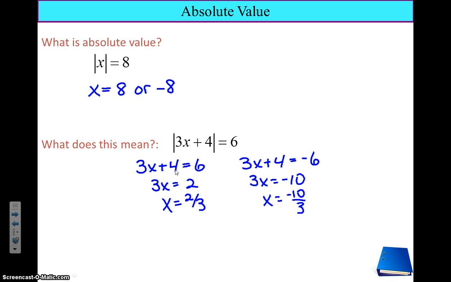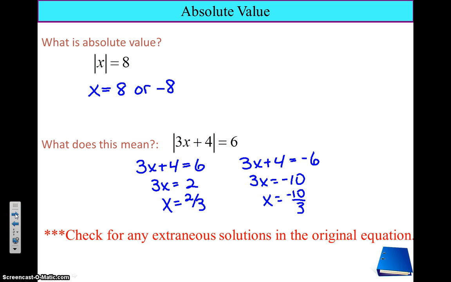Now, just to kind of check this, if I plugged each of these solutions back into the equation, I would have 3 times 2/3. Well, 3 times 2/3 is 2, and 2 plus 4 is 6. Well, the absolute value of 6 is equal to 6, so that checks out. If I have x equals negative 10/3 and I plug that in for x, I would have 3 times negative 10 over 3, which gives me negative 10. Negative 10 plus 4 is negative 6, and the absolute value of negative 6 is 6.